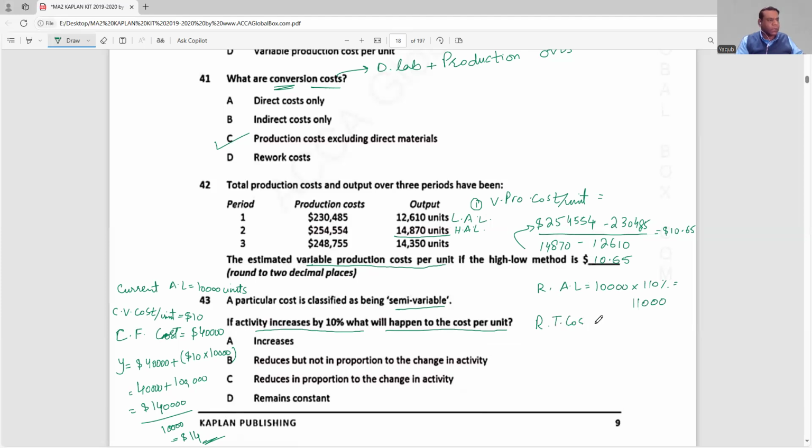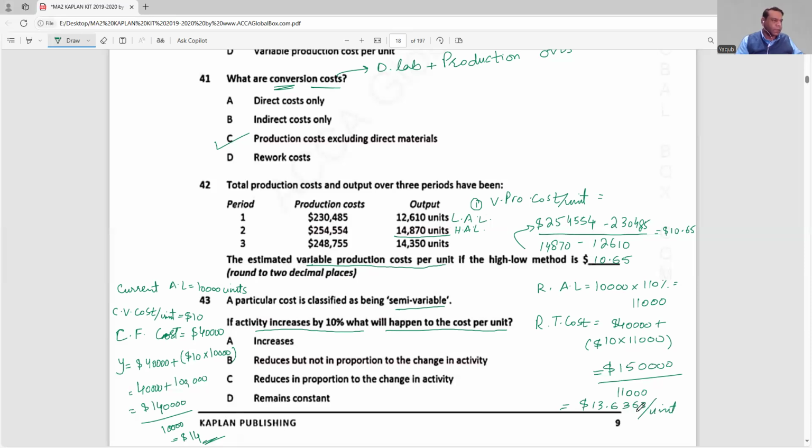total cost or overheads is equal to 40,000 plus 10 multiplied by 11,000. So what will be the cost now? 10 multiplied by 11,000 plus 40,000. So the total cost is now 150,000. And if we convert it on per unit basis, divided by 11,000, 13.6363 per unit. So it is decreasing.